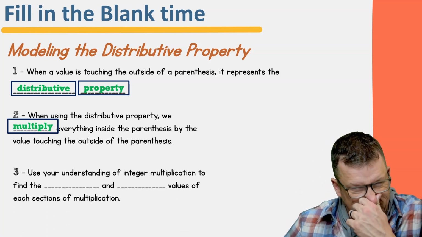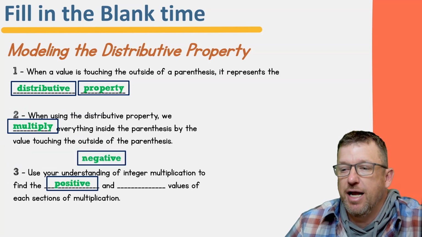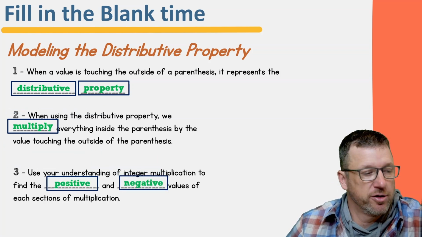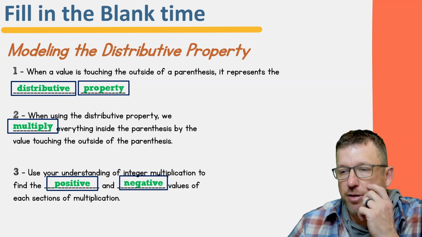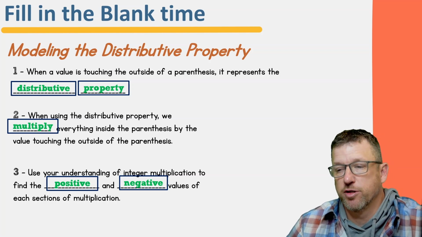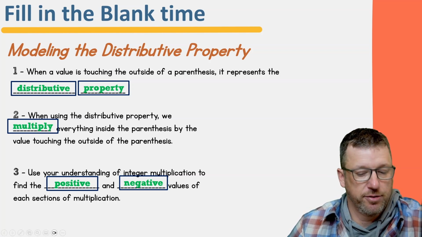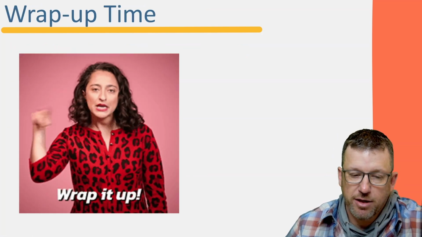Use your understanding of integer multiplication to find the positive and negative values of each section of multiplication. So just make sure, when I'm distributing that number on the outside of the parentheses, you pay attention to your rules of multiplication. Okay, so you make sure you're making it a positive or negative answer. All right, I think you guys are ready to rock and roll.